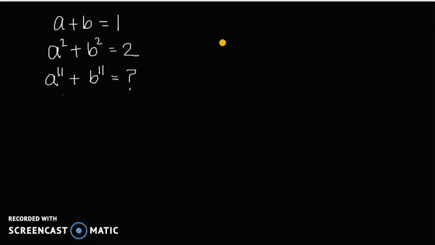Now coming to the question, we have a plus b equals 1 and a square plus b square equals 2, and then we are to find out a raised to power 11 plus b raised to power 11. As we are given a plus b equals 1, squaring both sides we get a square plus b square plus 2ab equals 1 square, that is 1.